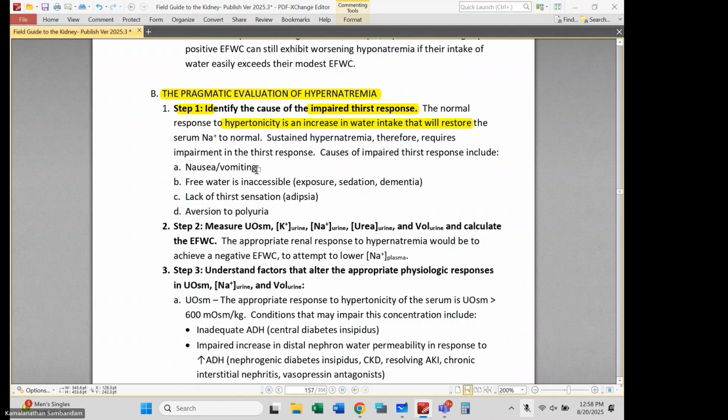So thirst response is important. What are the impaired thirst responses that you encounter? Well, somebody who can't drink, or they can't hold it down because they're vomiting. Or they are sedated. They're out in the elements. They're demented. And then you can have the adipsic patient. Remember, we talked about that thirst center that can be impaired. And we had a couple of interesting encounters in recent months. I think Kelly and I had a patient who had profound adipsia.